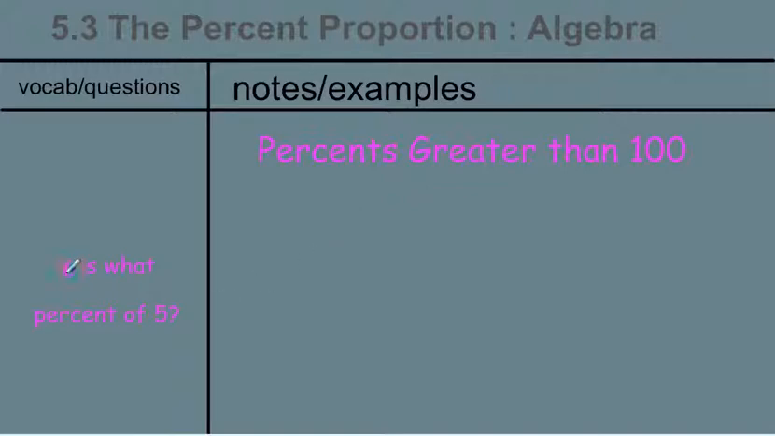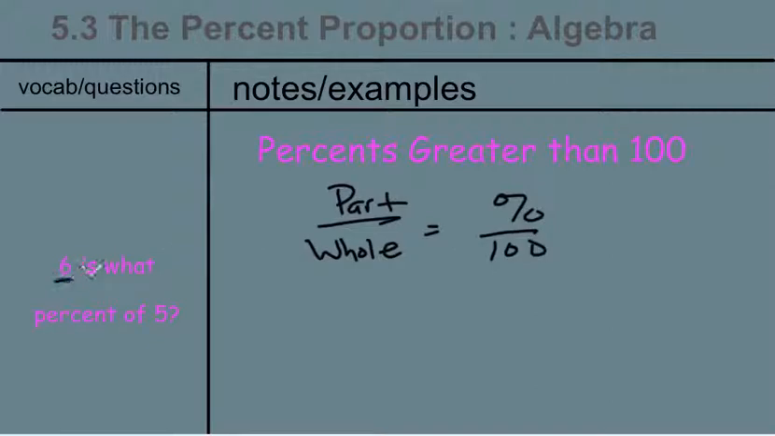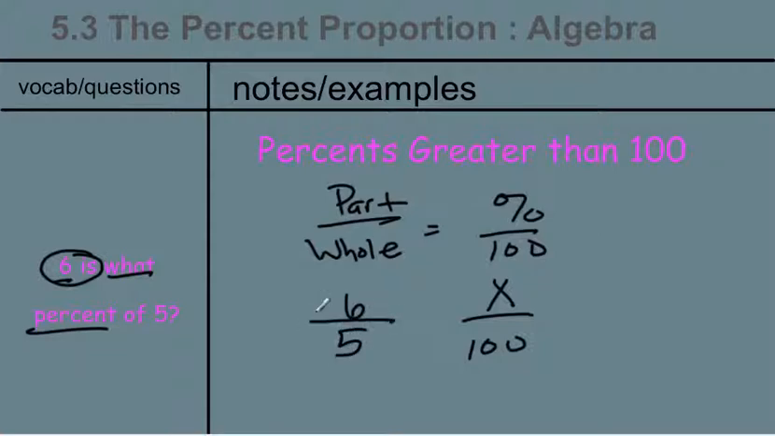Percent greater than 100. Again, same thing over and over again. Part over whole equals percent over 100. 6 is what percent of 5? I don't know what the percent is in this case, so I'm going to have an x over 100. But in this case, 6 is the part. 5 is the whole. I know that seems a little odd right now, but that's the point, that this is greater than 100. So then if I cross multiplied these, this would be 600 equals 5x.